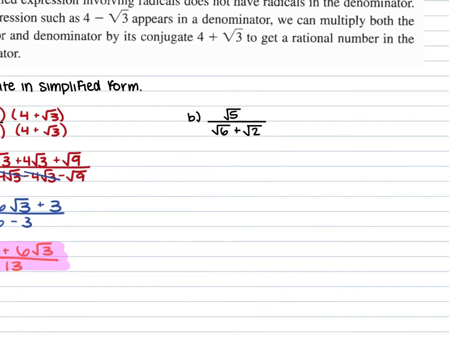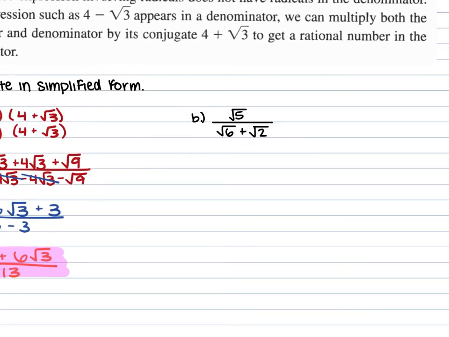For example B, we have the square root of 5 over the square root of 6 plus the square root of 2. If you look at the denominator, you have the square root of 6 plus the square root of 2. You cannot simplify that square root of 6 because its only factors are 2 and 3, and the 2 doesn't pair up with another 2, nor does the 3 pair up with another 3. So we're going to multiply the top and the bottom of this fraction by the conjugate of your denominator.